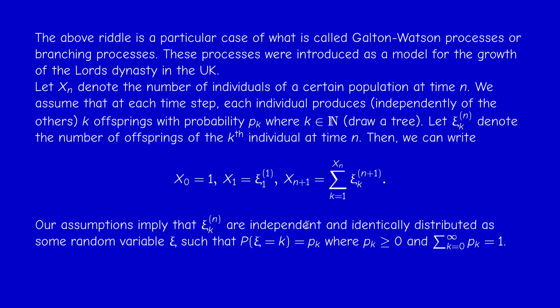So the main question here is, what is the probability that there exists n such that xn equals 0? So the probability of dying out, of extinction of the whole population. So this is the main problem, and we are going to try to answer this question in this general context.